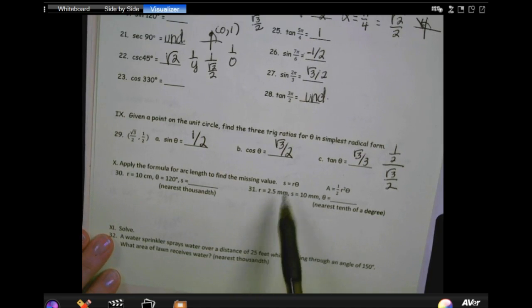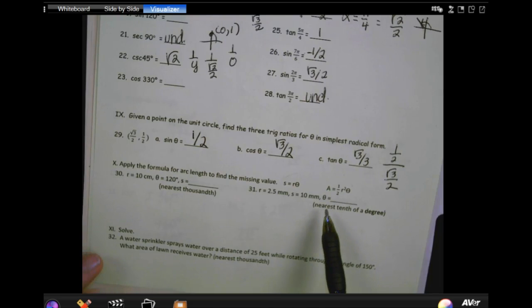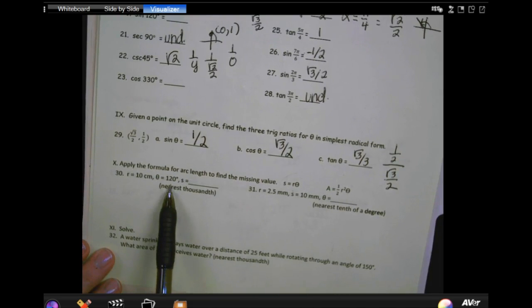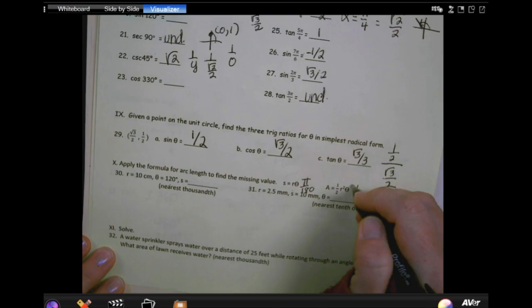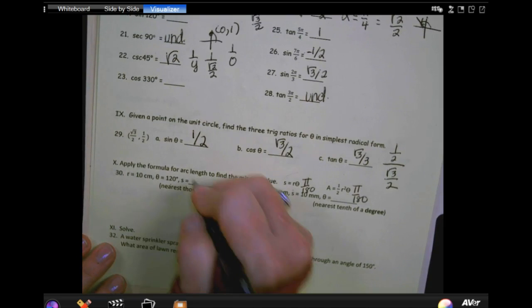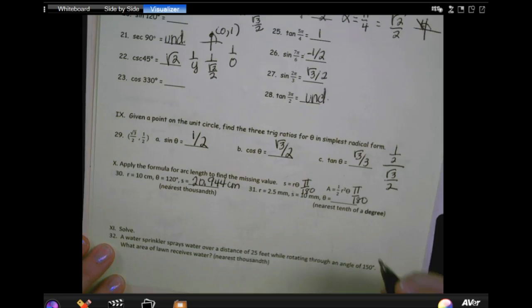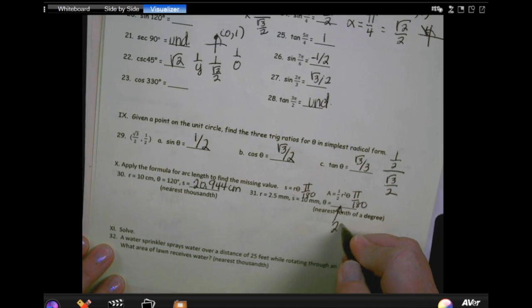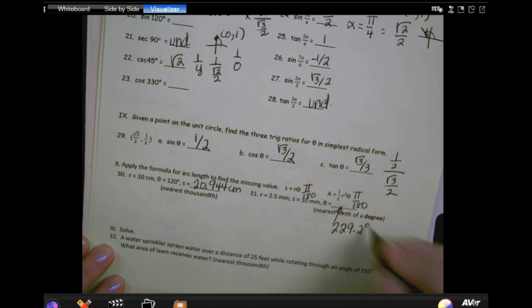So look, the formulas are on the test for tomorrow. The S is the arc length and the A is the area. What's missing? This is in radians, but if you're given it in degrees, what do you have to add? Pi over 180. If it's in degrees, you have to do pi over 180. So if you actually do these, you get 20.944 centimeters. And this one is going to be 229.2. It's asked for in degrees.